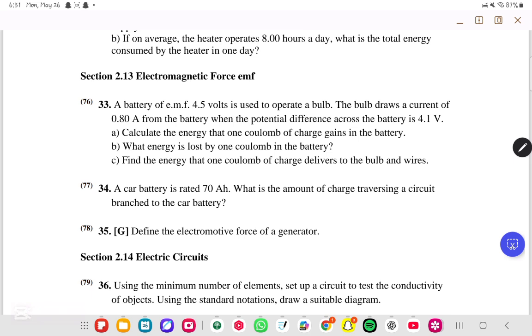A car battery is rated 70 AH. This means what? This means 70 amperes in an hour. So in an hour, 70 amperes is going to pass through the circuit. They want to know the amount of charge traversing a circuit. So you have the I, you have the time, and you need to find the amount of charge. You will apply the equation Q equals I times T.